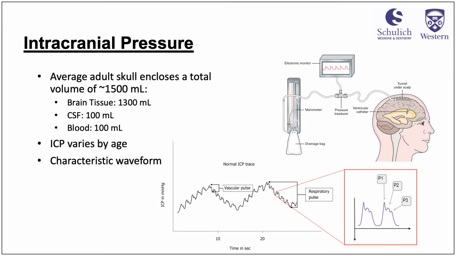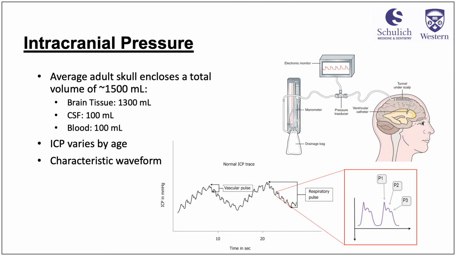The ICP values actually are different in children and neonates. In children, it's about 3 to 7 millimeters of mercury, and in neonates it's actually 1.5 to 6. But in this presentation, we're going to focus more on the adult neuroanesthesia and the adult ICP.